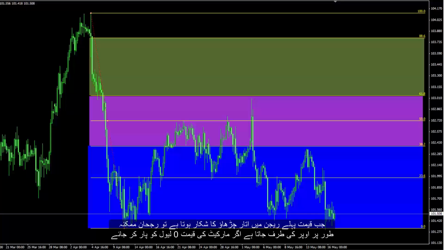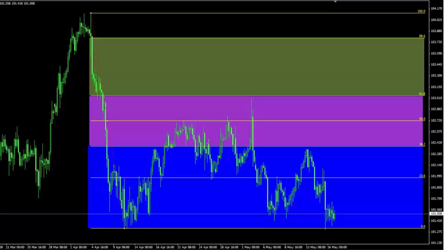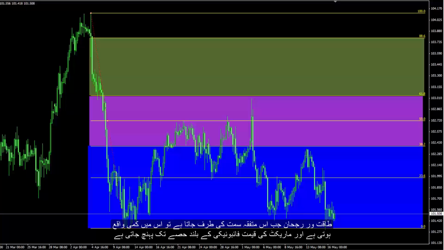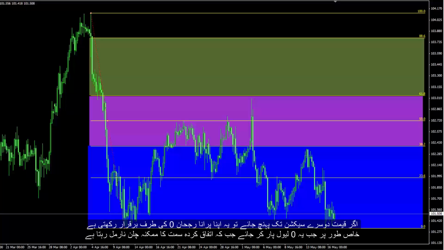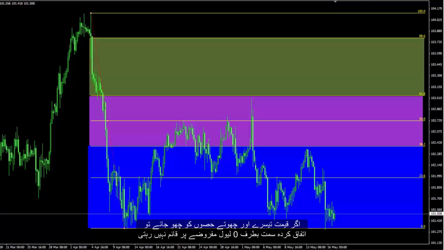When price fluctuates in the first region, the agreeing direction would be highly probable if market price passes the zero level. The power of the trend towards the agreeing direction decreases as market price reaches the higher area of Fibonacci. If price reaches the second section, it continues its previous trend towards zero. After crossing the zero level, the probability of the agreeing direction is normal. If price meets the third and fourth regions, then the agreeing direction towards the zero level is not presumptive.